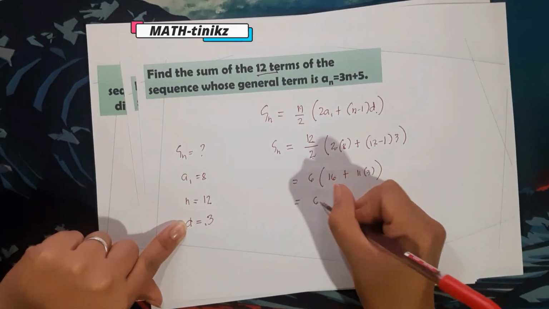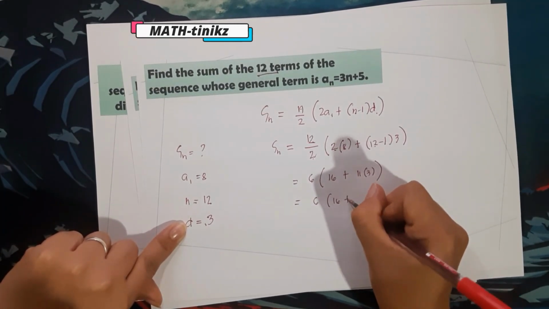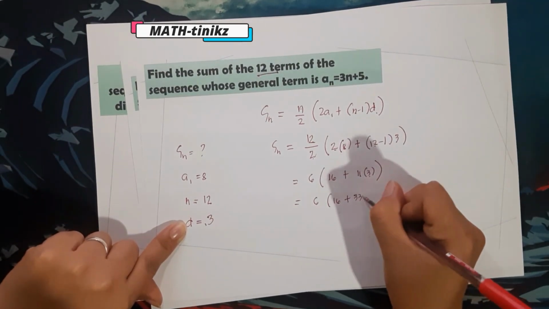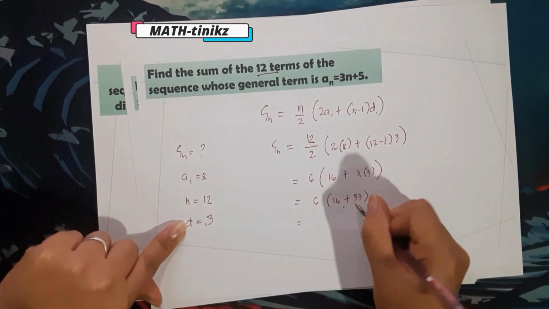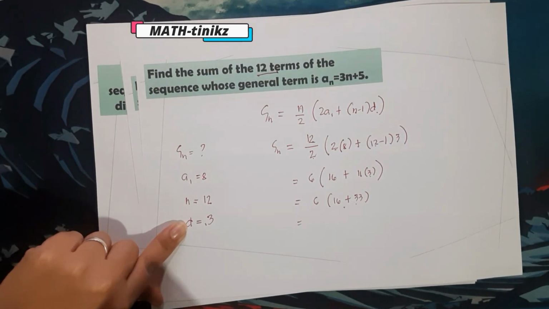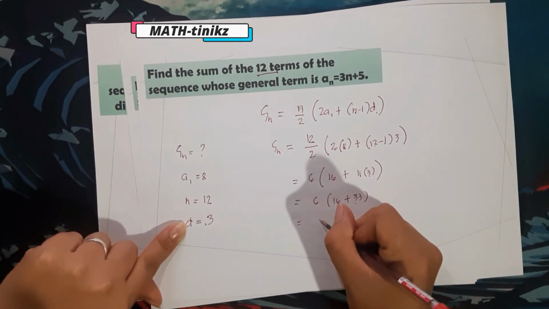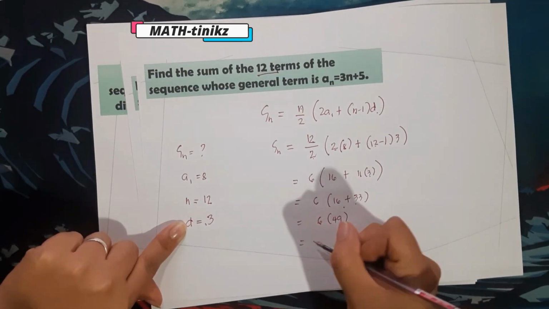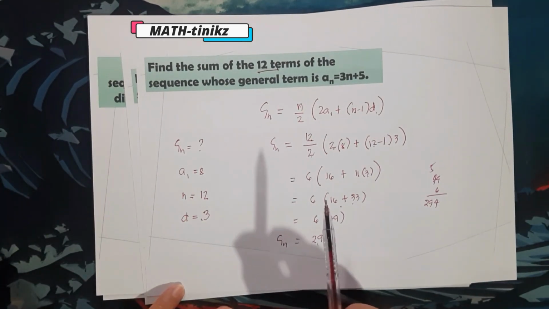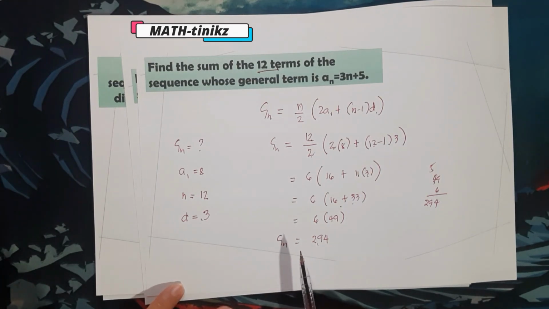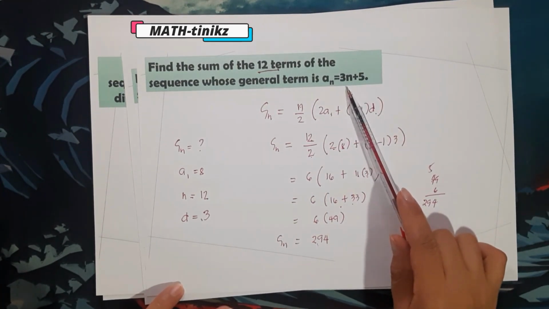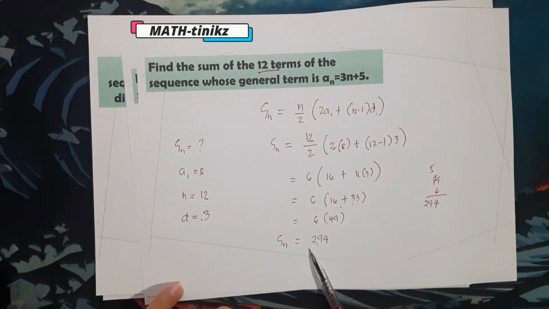Equals, copy 6, and 16 plus 11 times 3, which is equal to 33. And 16 plus 33 is equal to 49. So copy 6 first and 49. And multiply. Now the sum of the first 12 terms of the sequence whose general term is 3n plus 5 is equal to 294.